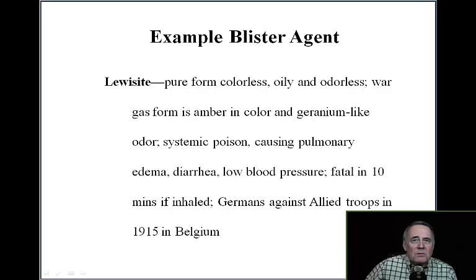The next chemical is also a blister agent known as lewisite. Its pure form is colorless, oily, odorless. War gas form is amber in color with a geranium-like odor. It's a systemic poison causing pulmonary edema, diarrhea, low blood pressure, fatal in 10 minutes if inhaled. The Germans used it against the Allied troops in 1915 in Belgium.